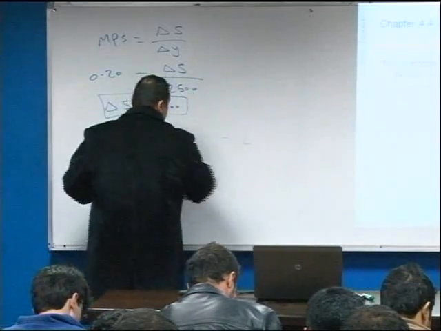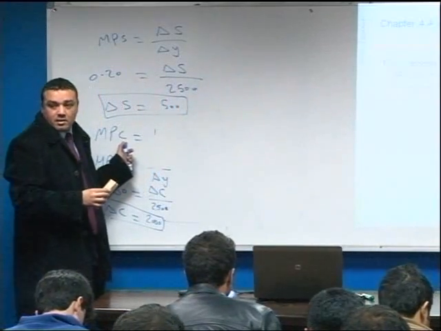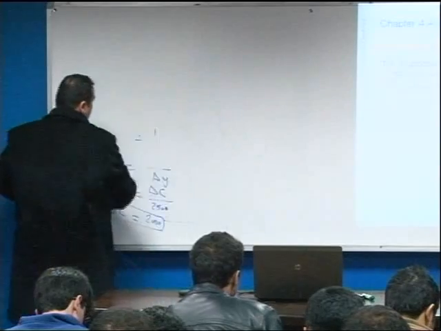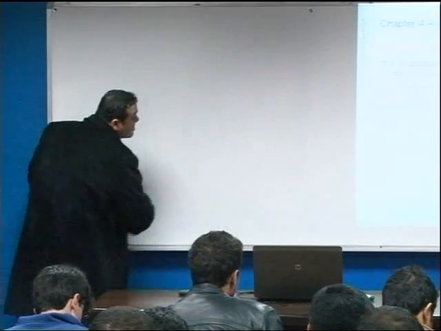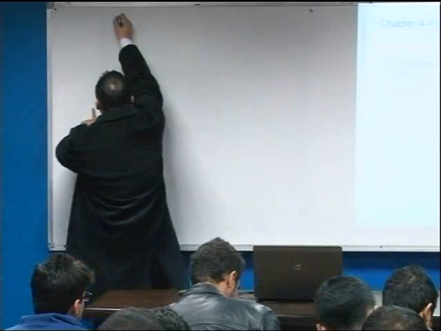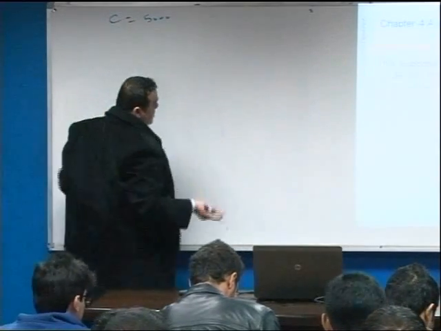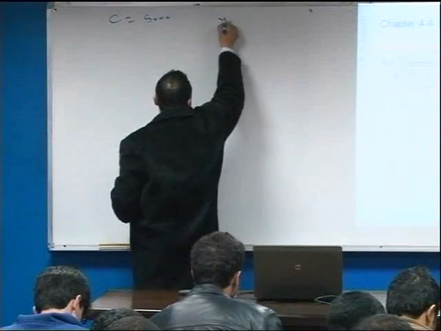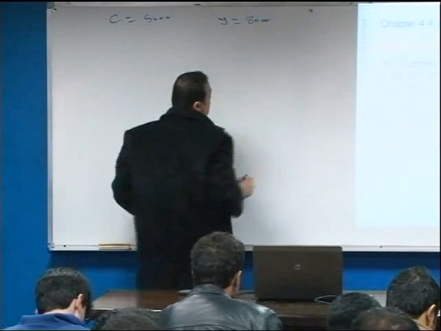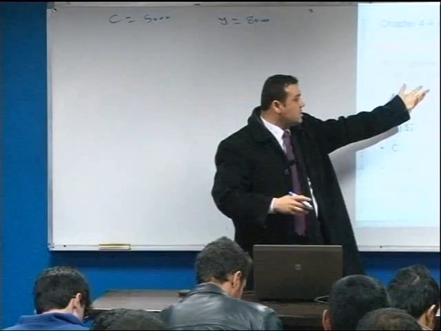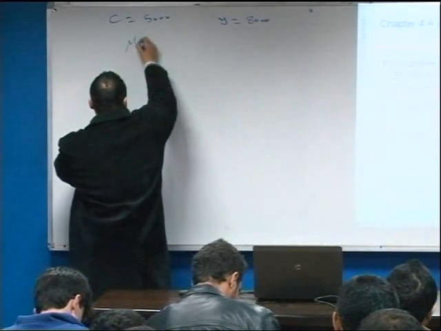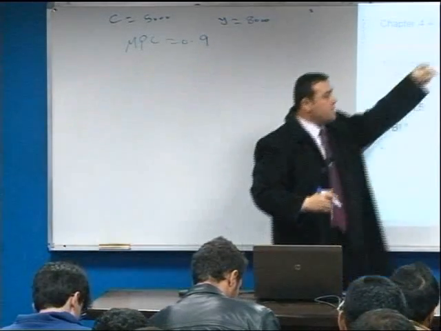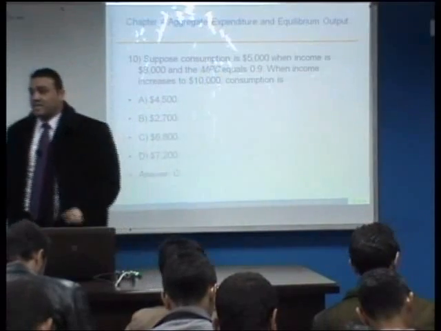Suppose that the consumption equals $5,000 when income is $8,000, and the marginal propensity to consume, MPC, equals 0.9. When income increased to $10,000, what is the new consumption?